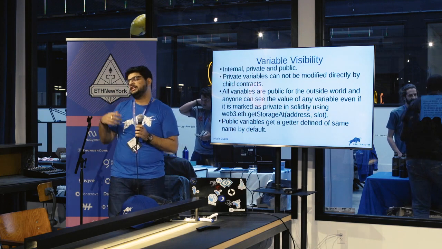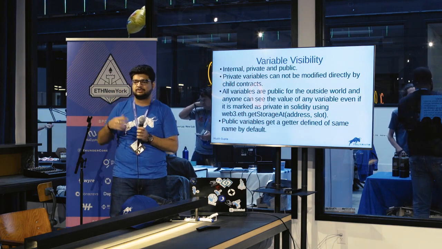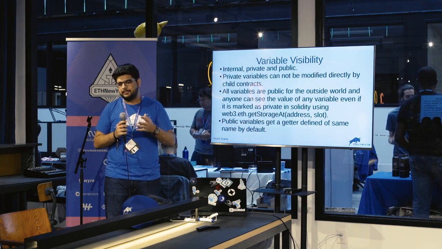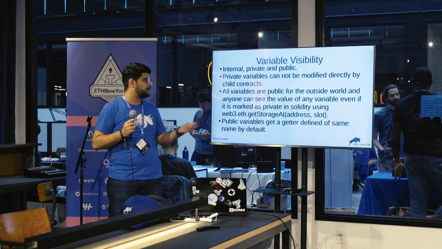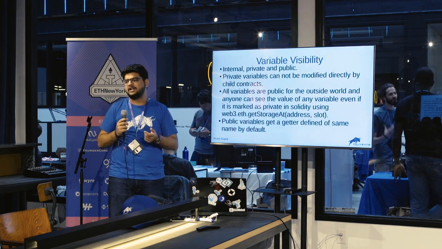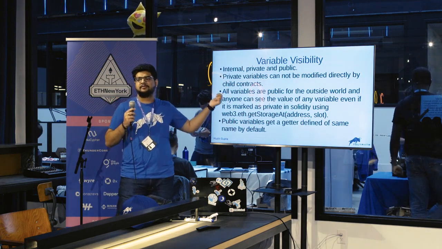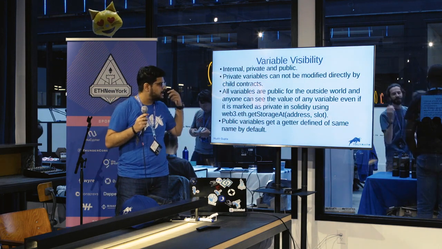Either you can query the Ethereum blockchain directly using getStorageAt RPC calls, and that is a bit cumbersome because you need to know a lot of things, for example, which storage slot your variable is, what type it is, and stuff like that. But if you have a getter function defined in the contract, then you can just directly call that function.